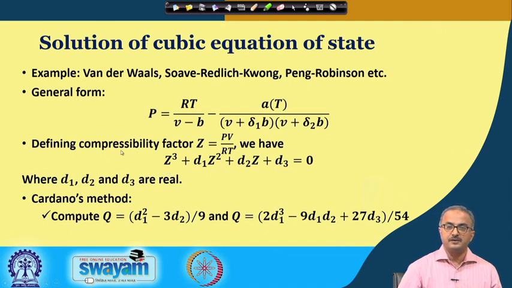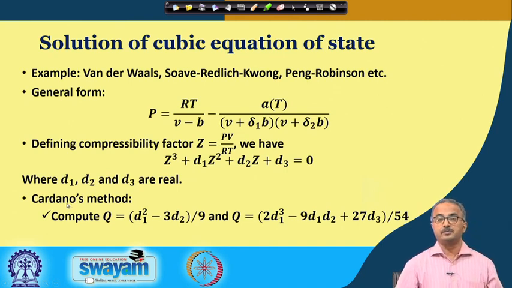So, if we define the compressibility factor as Z = PV/RT, then we can reduce this particular equation to this type of cubic polynomial. In this we shall be having d1, d2, d3 as real values. So there will not be any imaginary values of these coefficients. However, please mind it, the Z may go imaginary. Now, there are several methods proposed in the literature. This is one of the methods I am showing you.